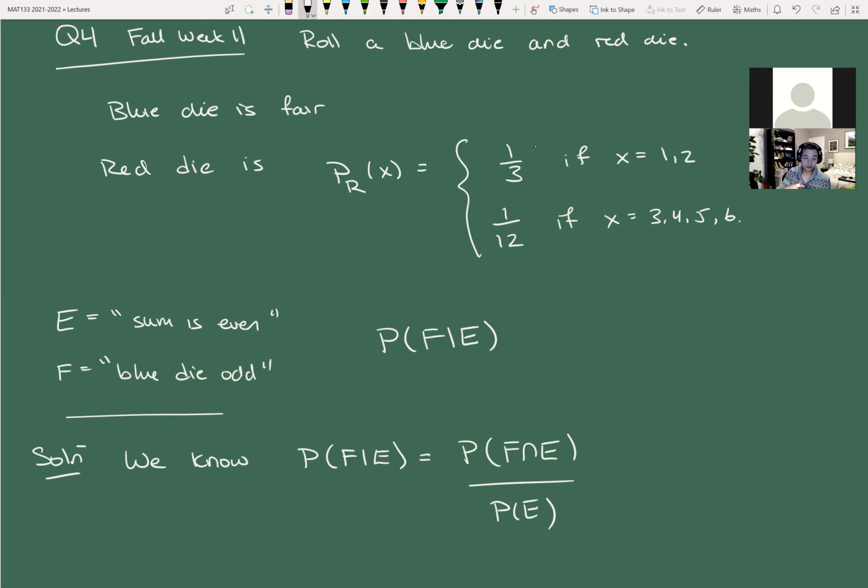Okay, someone in direct message said the probability of F times the probability of E. That would be true if the events are independent. And the thing is, we don't know if they're independent or not. If you can sort that out ahead of time and you know they're independent, that answer is correct. But if you don't know, you can compute it this way. Even if they're not independent, you'll get the right answer, and if they are independent, you'll still get the right answer.